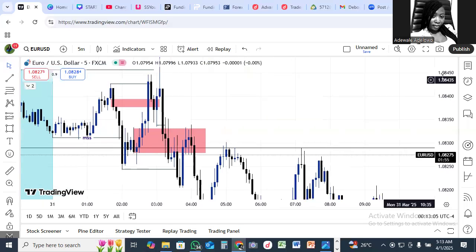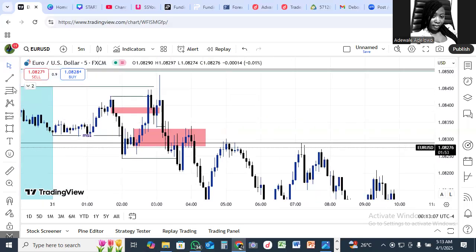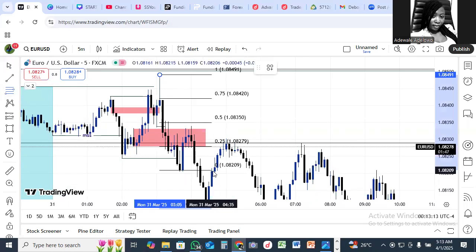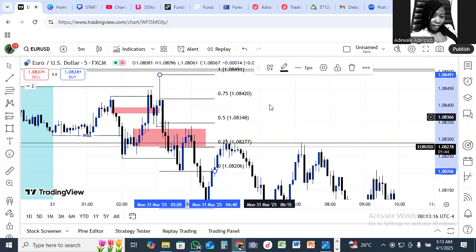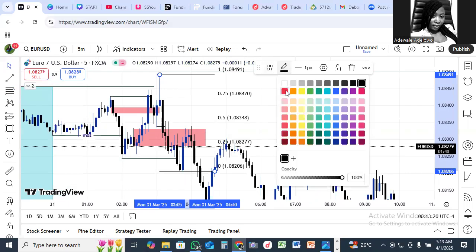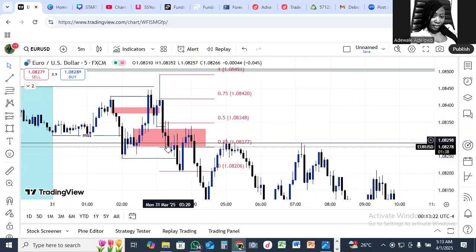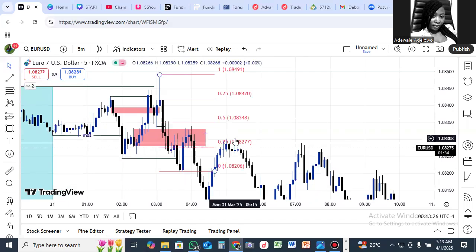Now what happens? I took my Fibonacci. Is this entry worth it? I did it to this point, only to discover that this entry is not worth it. Why? My breaker is in my discount. I can't sell. But I was very stubborn. My actual entry is supposed to be here.